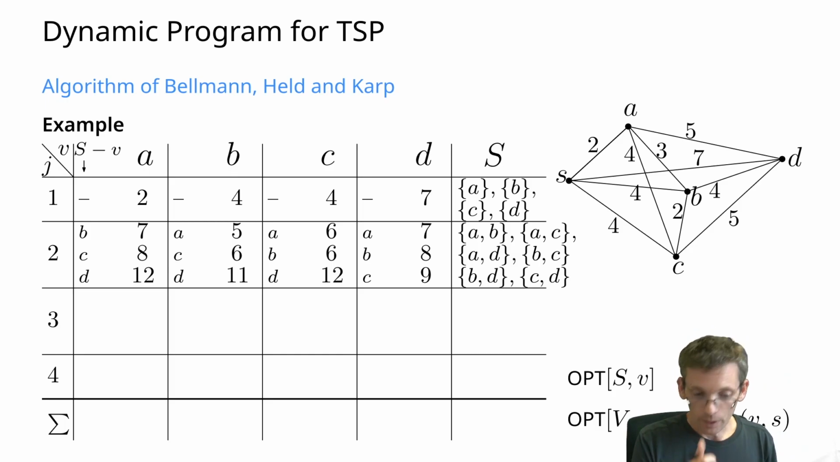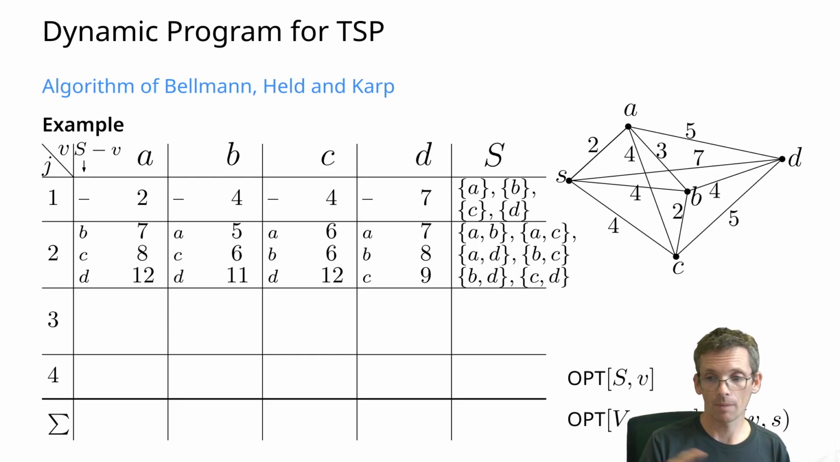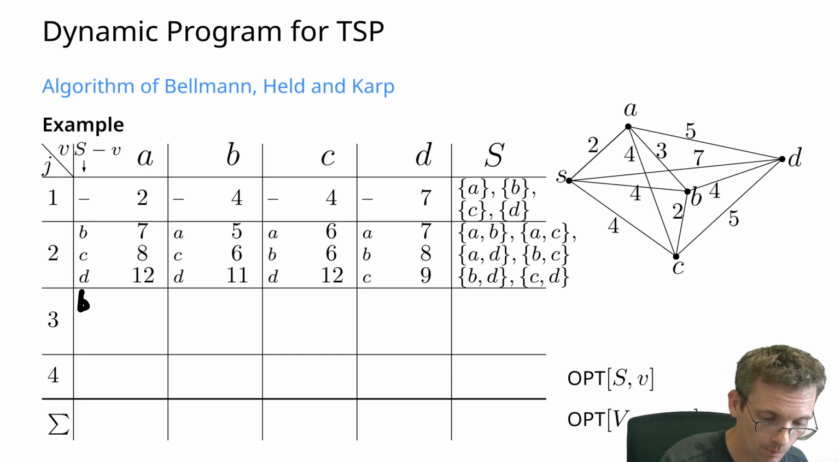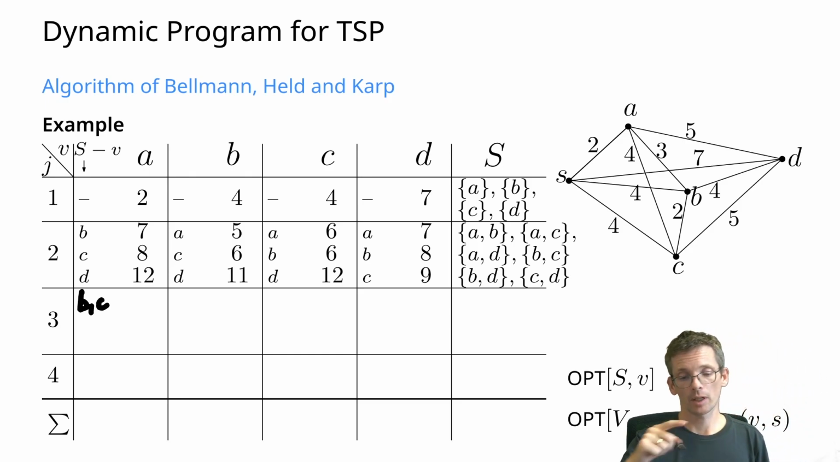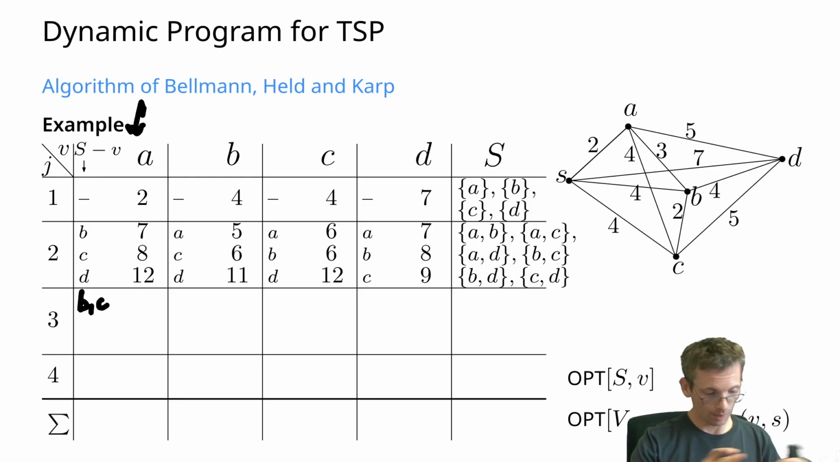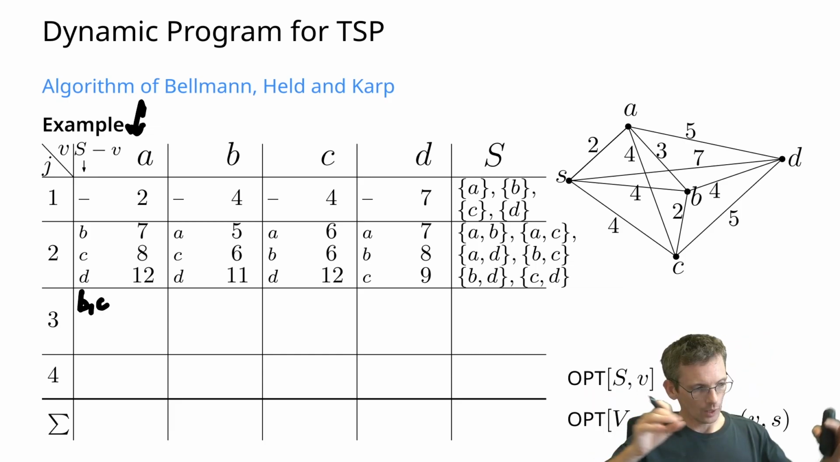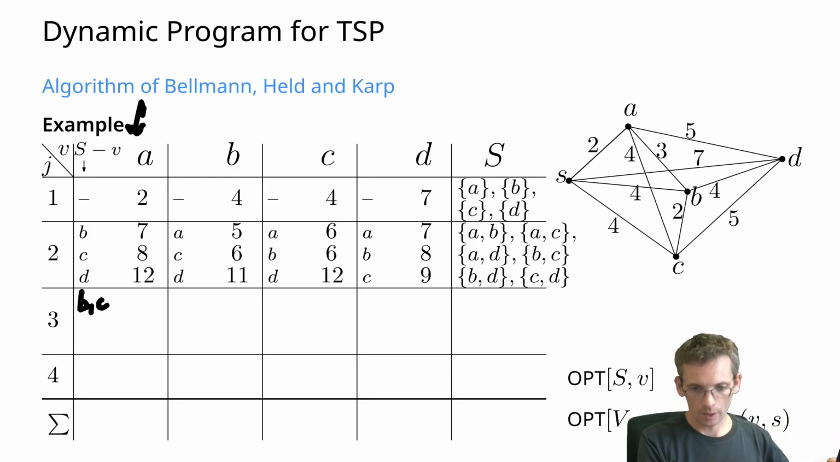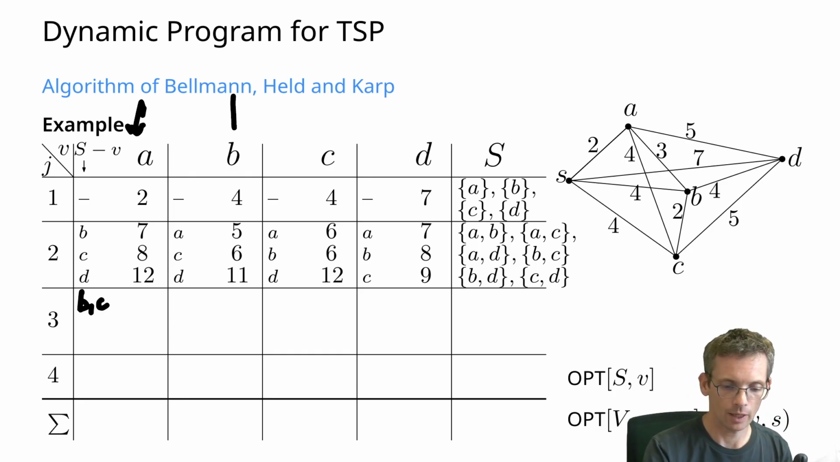Now let's try 3-element subsets. The first subset we're going to look at is A, B, C. So I'm looking at the subset A, B, C, and this first column always asks: what happens if I end on A? So I want to visit A, B, C, ending on A. What do I need to look up? I want to visit B and C. There I could either end on B or on C. If I visit B and C and end on B, then I end on B.